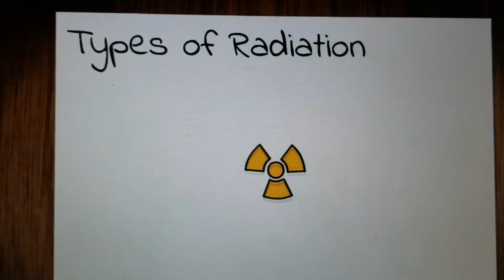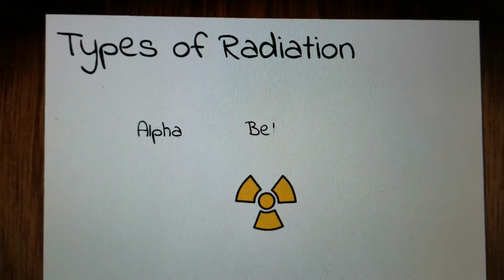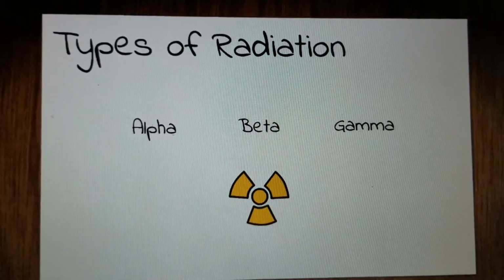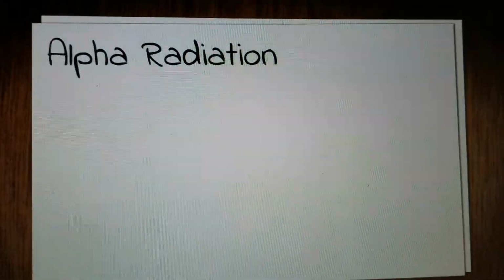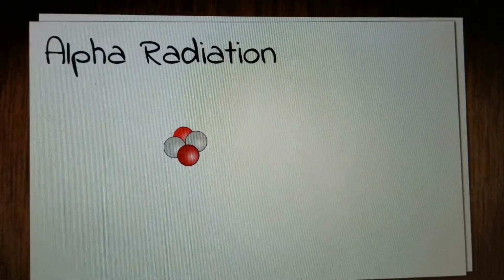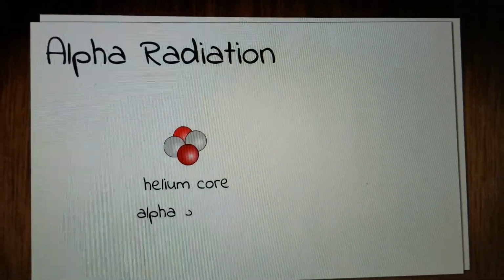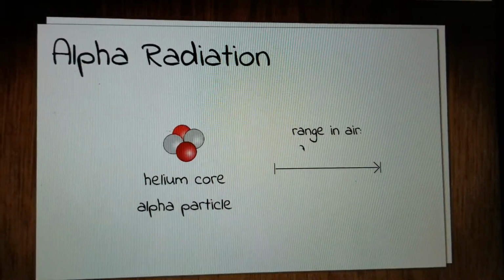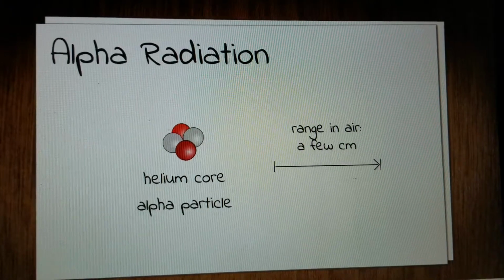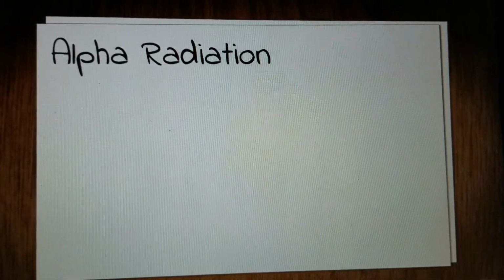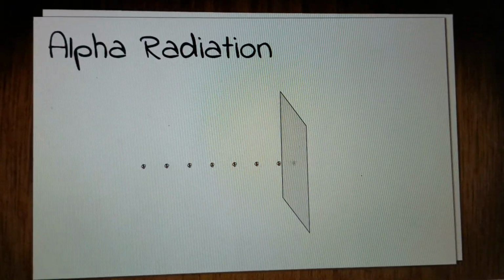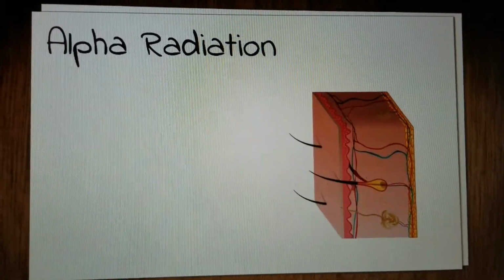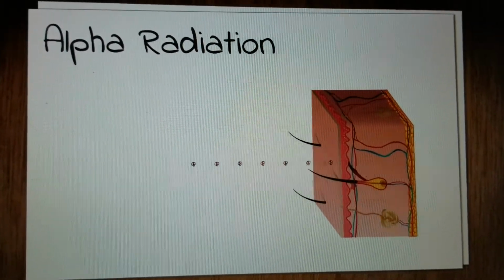Alpha, beta, and gamma have different properties, therefore different effects on biological tissue. Alpha radiation consists of high energy helium nuclei. The range of the alpha in the air is only a few centimeters, and in water it is even lower. A paper will be enough to shield from this radiation.